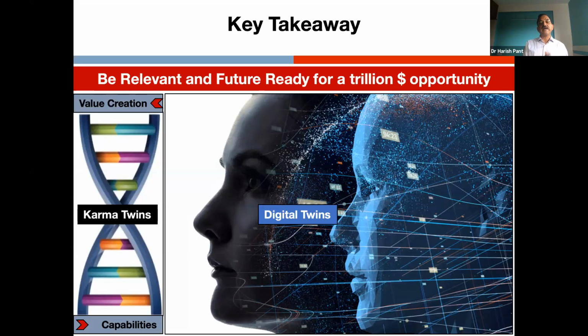So this will set the karma twins, and then the digital twins, in terms of everything getting digital, not just for the heck of it, but because the time available for bringing about the speed change is squeezing by the day. And unless you have a digital avatar of your business processes, product development, and many other processes in your business, you will not be able to cope with this. So this is a key takeaway from me: be relevant and be future ready.